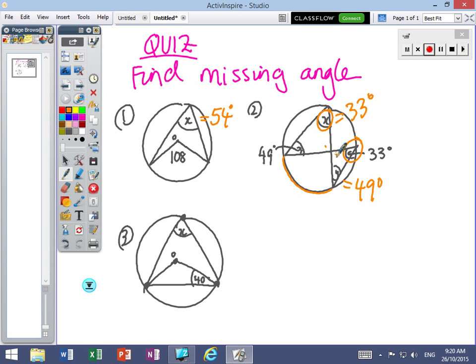Okay, number 3 is the harder one, Maisha. 50. Some steps? 50 is the right answer, but I need some steps. Okay. So it's an isosceles down the bottom. So there's another 40 there, you said. Good work. And then that makes that half of it.